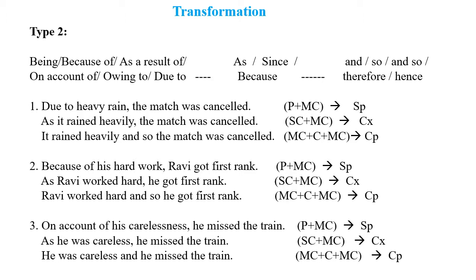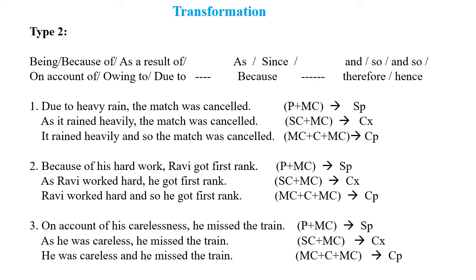Let's go to type 2. Being, because of, as a result of, on account of, owing to, due to for simple sentences; as, since, because for complex sentences; and so, therefore, hence for compound sentences.